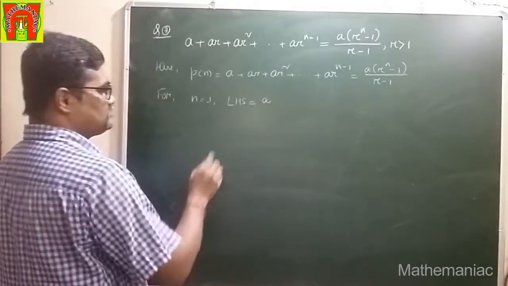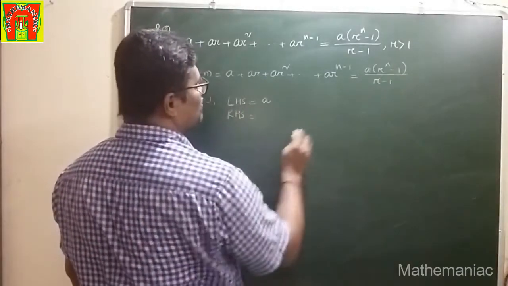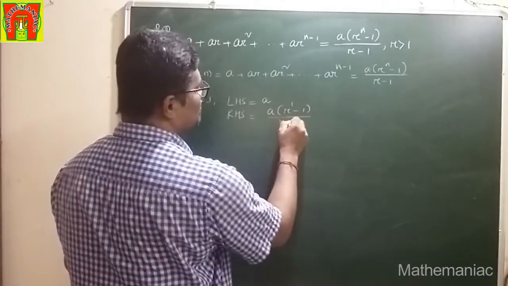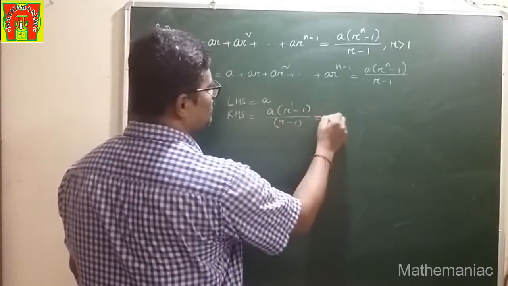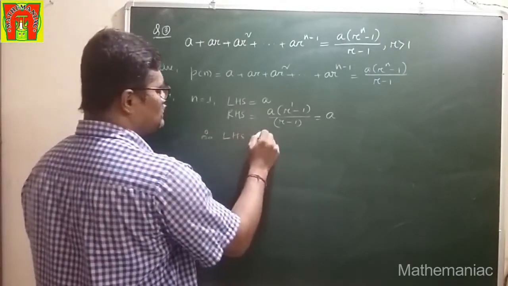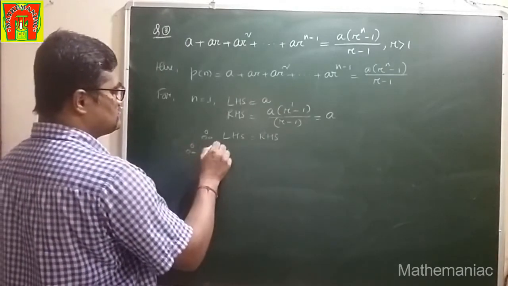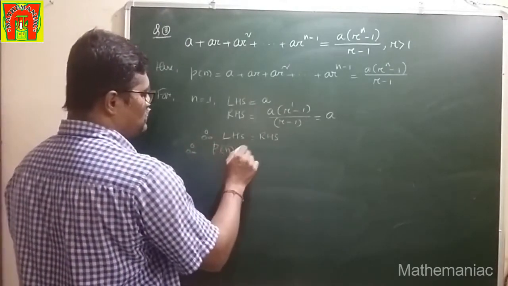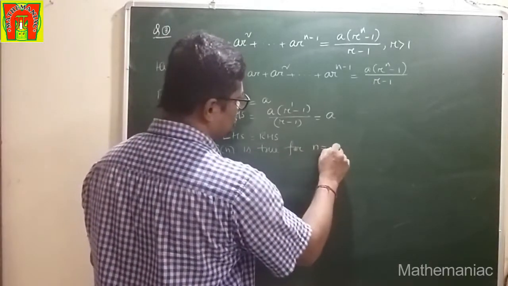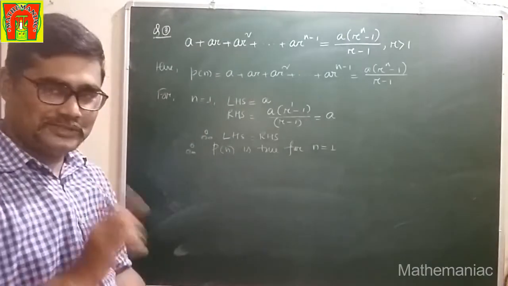So for n equal to 1, the LHS is the first term, a. For the RHS, put n equal to 1 here. So r to the power 1 minus 1 and r minus 1 will get cancelled, so a will be there. Therefore, LHS equals RHS. Therefore, Pn is true for n equal to 1. You are done with the first step.